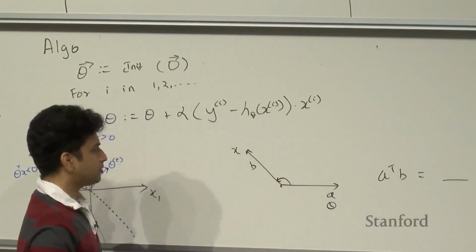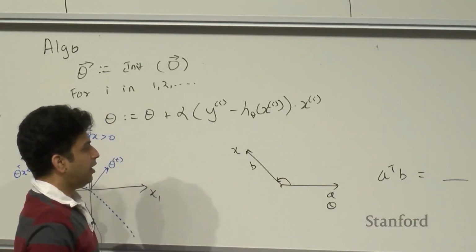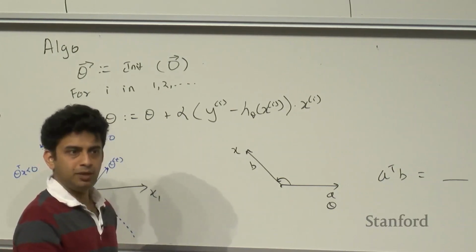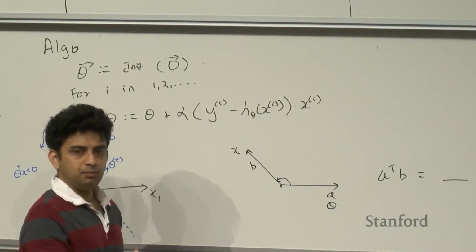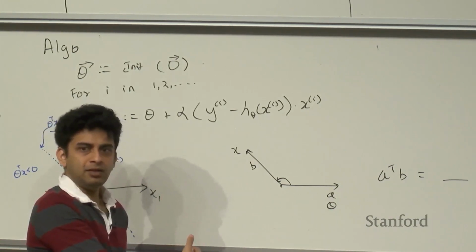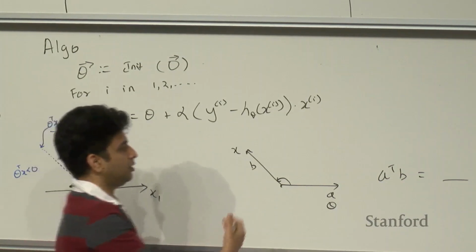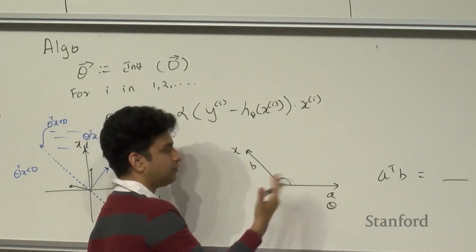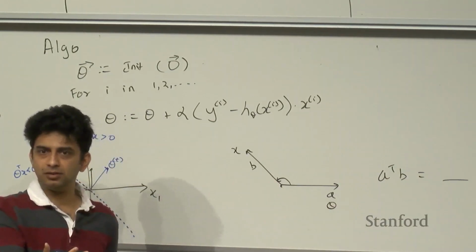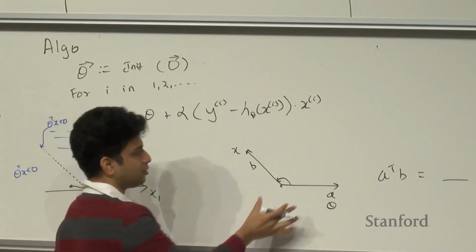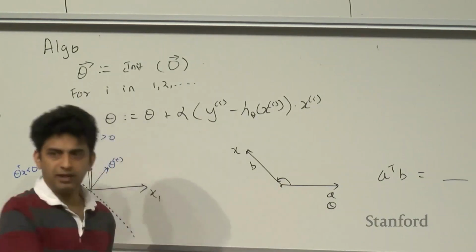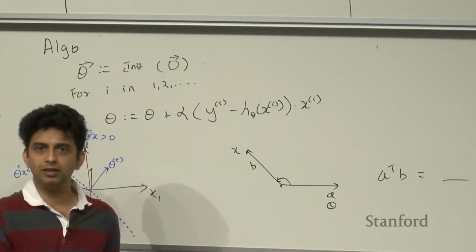the angle is greater than 90 degrees. If the desired value of a transpose b, or a dot b, is bigger than the current value of a dot b, is there a way in which we can modify one of the two vectors to make the value larger? How do we make theta transpose x, a dot b, achieve a bigger value is basically the question.